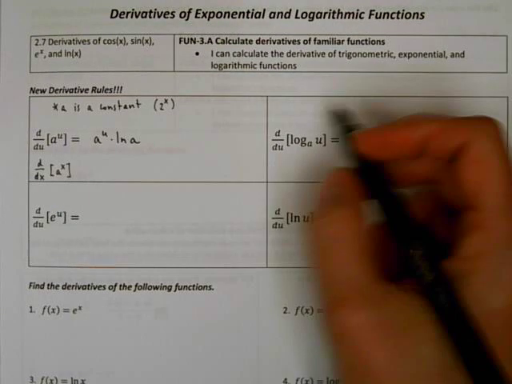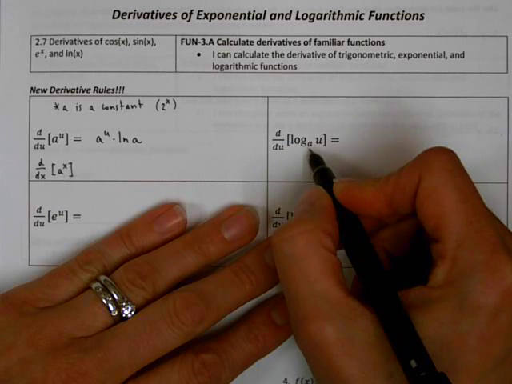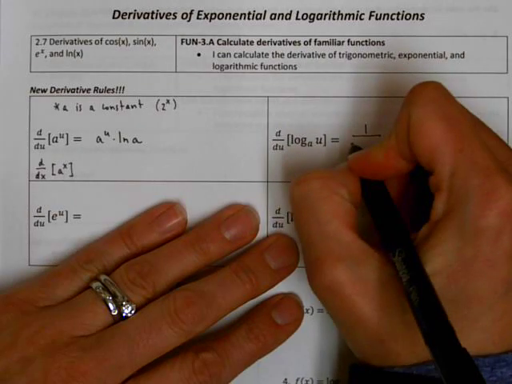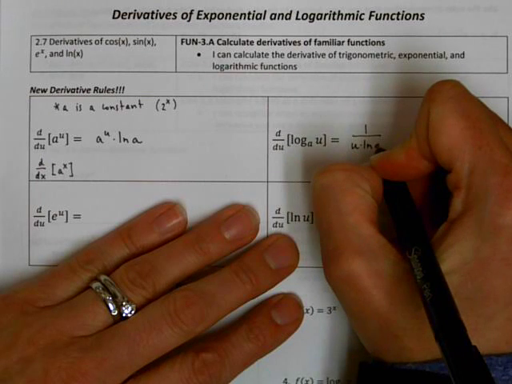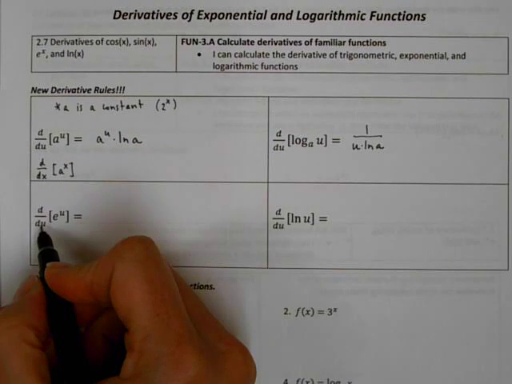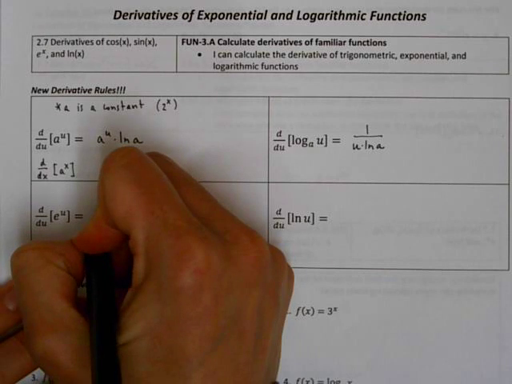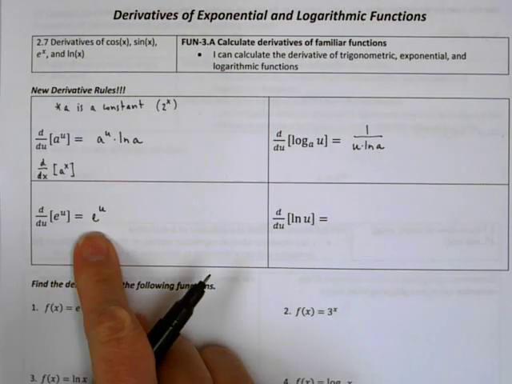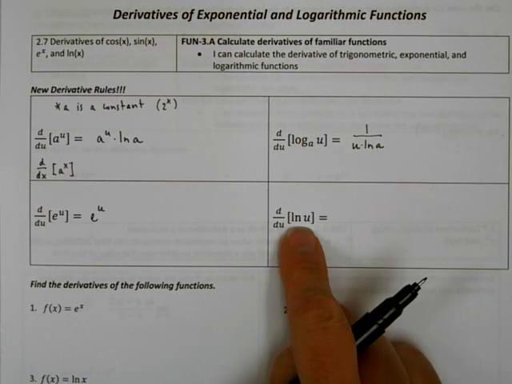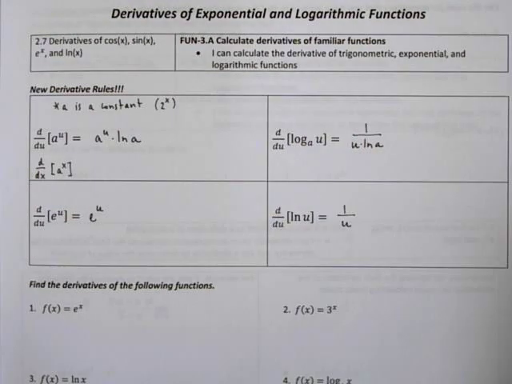Okay. Over here we have our logarithmic function. So the derivative with respect to u of log base a of u is going to be 1 over u times the natural log of a. For our derivative d du of e to the u, the nice thing here is this one, e to the u, is its own derivative. The derivative is also going to be e to the u. And then last but not least, the derivative of natural log of u is going to be 1 over u.